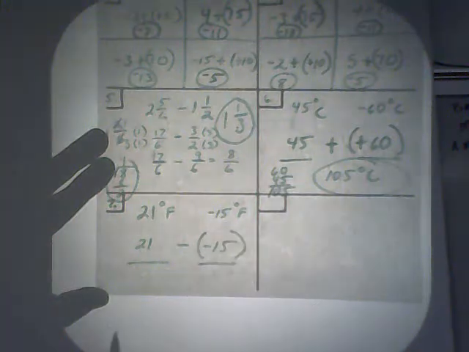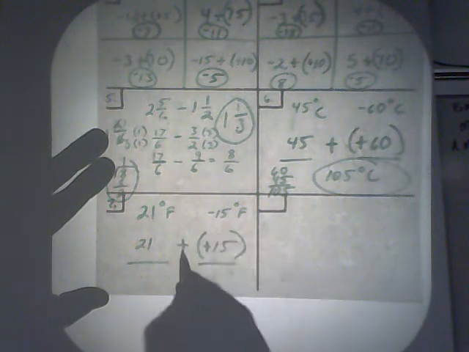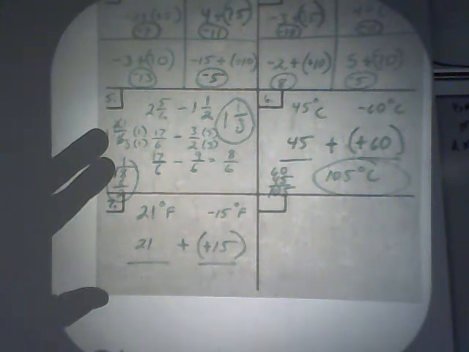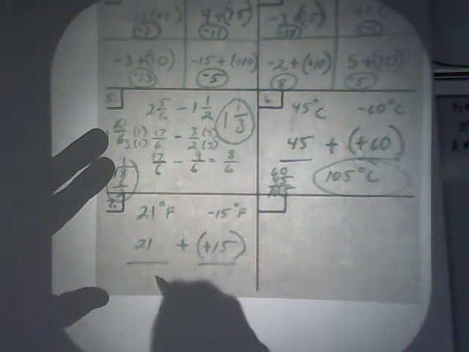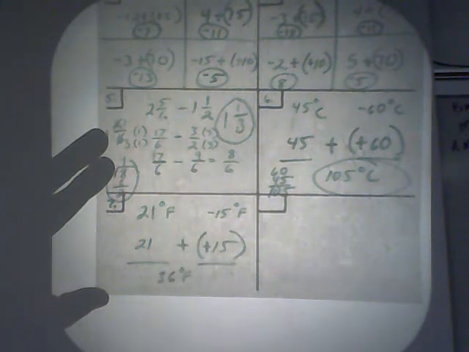Put my parentheses. Do I ever want to subtract? No. Add the opposite. Opposite of negative 15 is positive 15. Signs are the same. What do I do? Add. So let's see, that's a 6. I get 36. And it's degrees Fahrenheit this time.